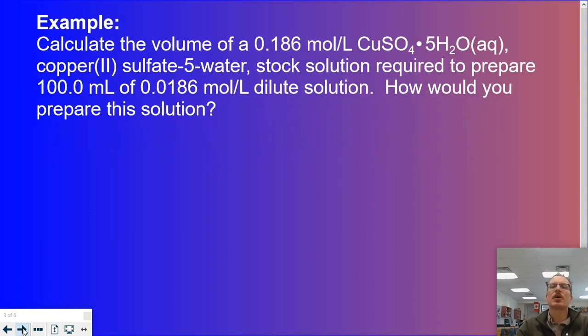What we're going to do is take the copper 2 sulfate pentahydrate that we created from a solid in a previous demonstration video, and we are going to dilute it from 0.186 moles per liter, and we're going to make 100 milliliters of 0.0186 moles per liter of this diluted solution.